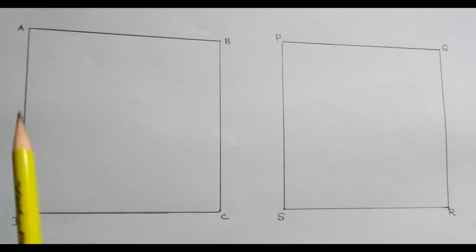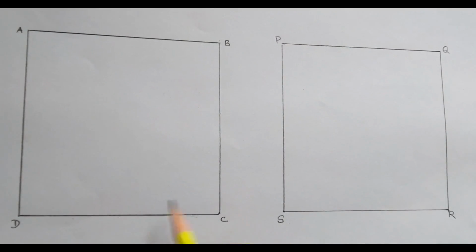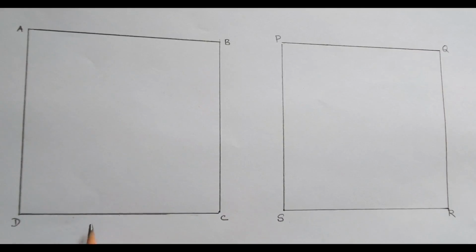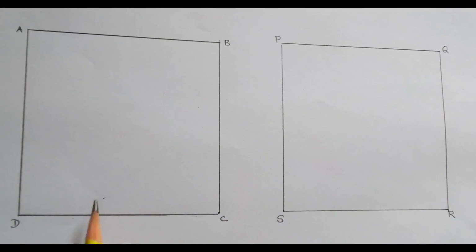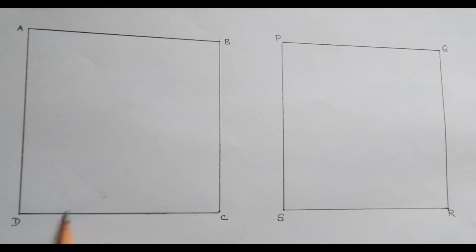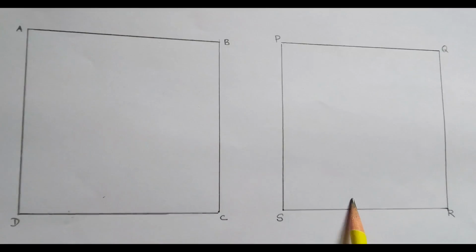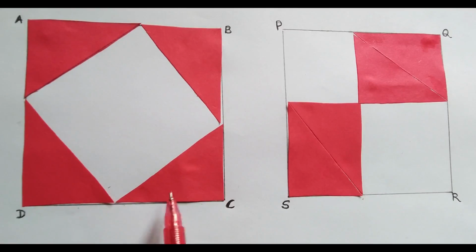Now I have made two squares ABCD and PQRS. The two are identical squares and the side of each square is B plus C units. Now I am going to place the 4 right triangles on square ABCD and the remaining 4 triangles on the square PQRS. We have arranged the right triangles in the two squares.